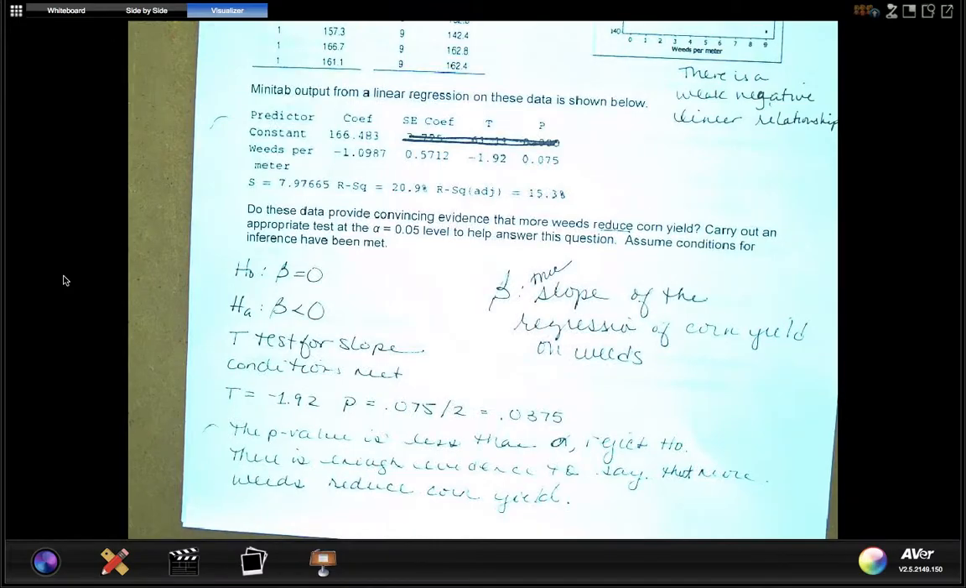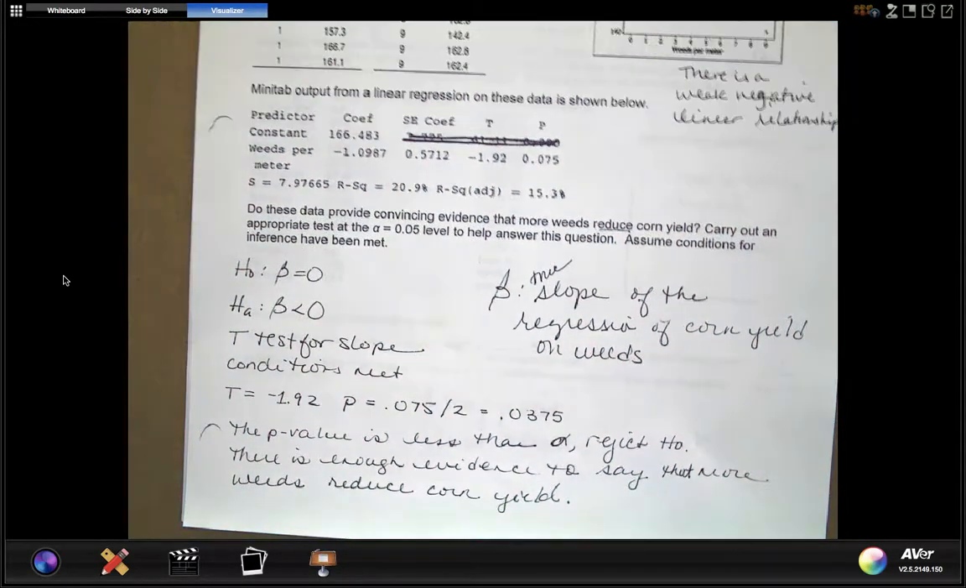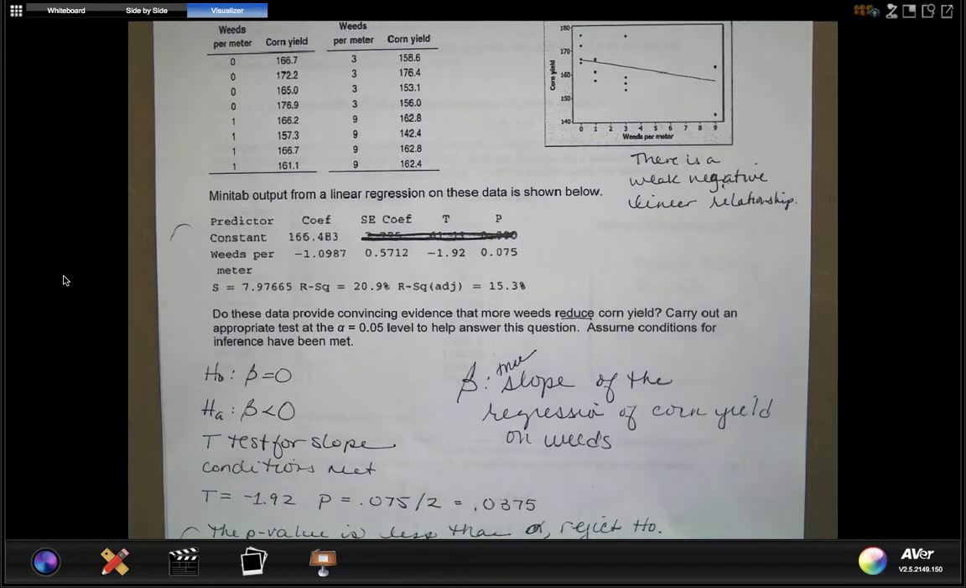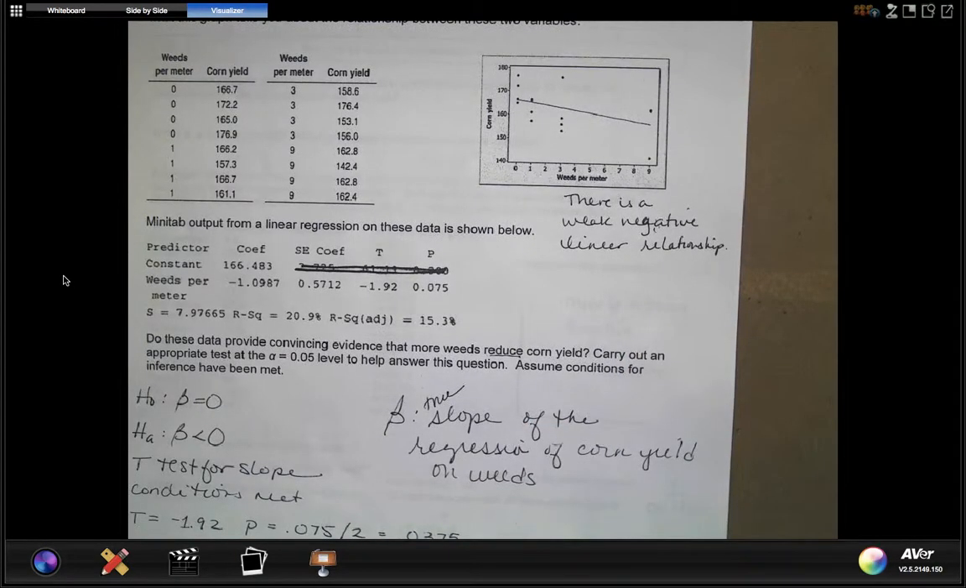Okay, I'm just going to quickly go through this 12.2 lesson here. Hopefully you did the warm-up. So again, on the warm-up, it asked you about the scatter plot. So there's a weak negative linear relationship. I didn't do a very good job of putting it in context here. So, you could say between weeds per meter and corn yield.